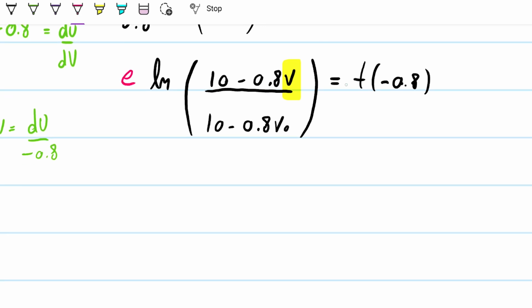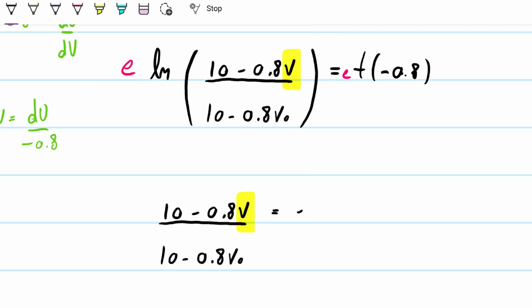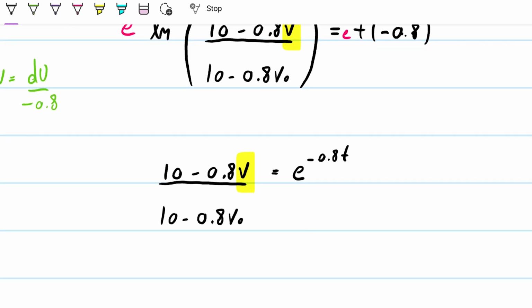So again, to the e on both sides. So this e is going to eliminate this natural log. So really, this is just going to stay as is without the natural log, which is brilliant. And on the right-hand side, we're going to have e to the 0.8t. I like working with fourths better than 0.8. Okay, let's just keep it as 0.8. All right, so now I have this in a better situation.